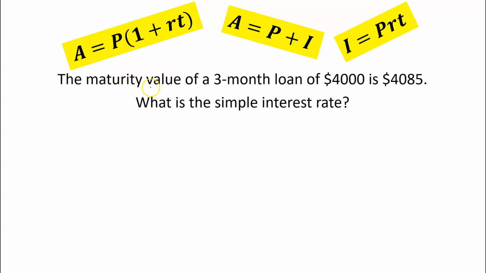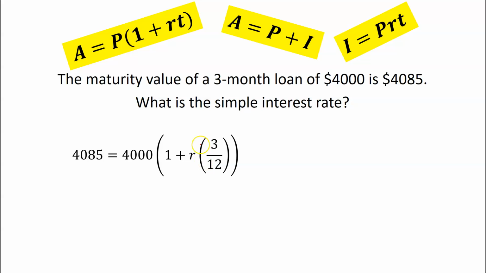Let's take a look at this. The maturity value of a 3-month loan of $4,000 is $4,085. What is the simple interest rate? Okay, so we're going to work this one backwards. Let me walk you through it. What you would want to do is divide by the 4,000. Then, once that's gone, you would subtract the 1. So then the 4,001 would be gone. All that's left is these two. Then you could multiply by the reciprocal of this fraction, multiply by 12/3. On this side, it would cancel, and over here, you just multiply by 12/3.